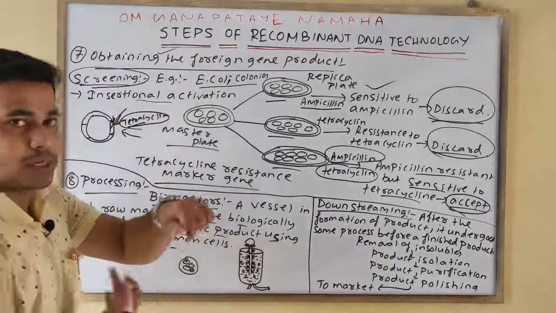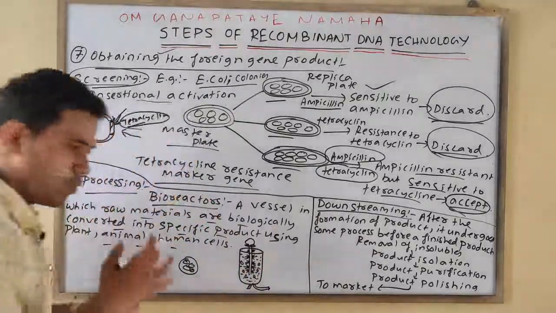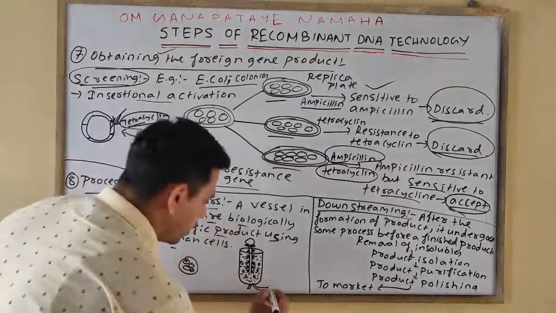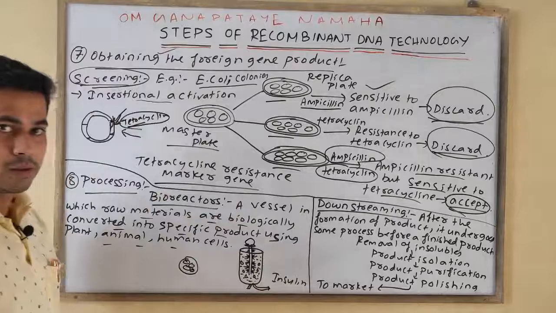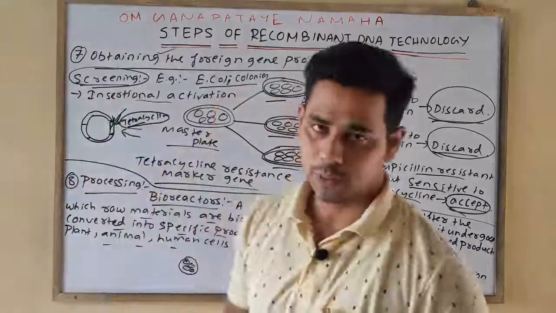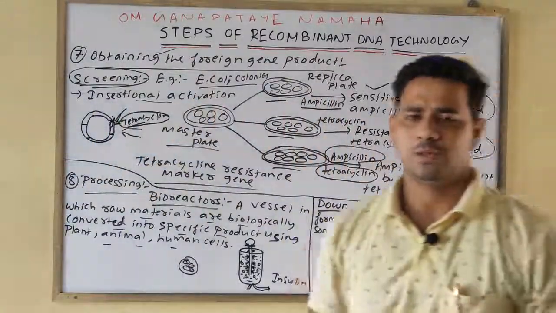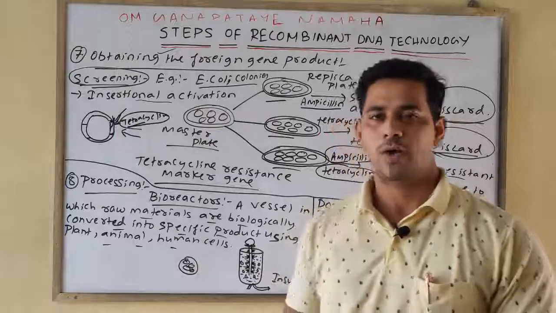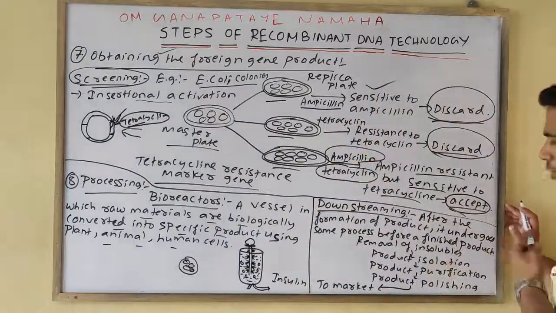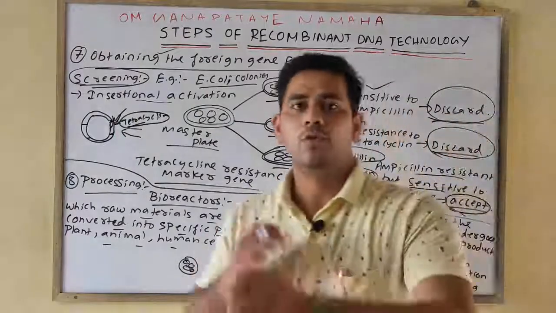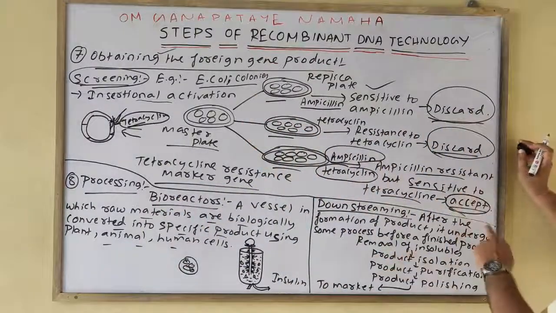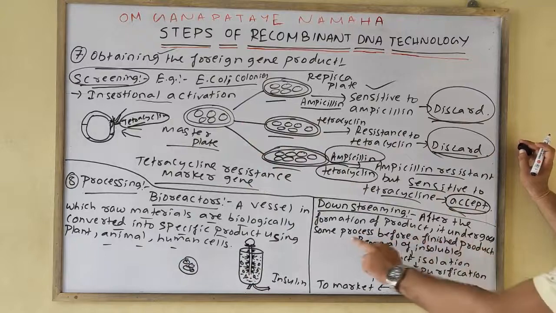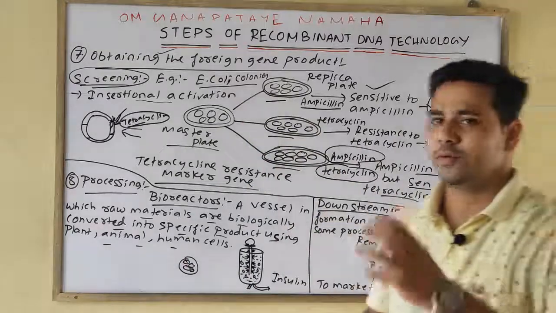Then it will undergo turbulence or movement, by which the raw material will finally form the product. Suppose we are taking insulin here. The insulin which is prepared is not purified, and insolubles are present. So now it will go for the processing or downstreaming, in which after the formation of the product, it undergoes some processes before the finished product.